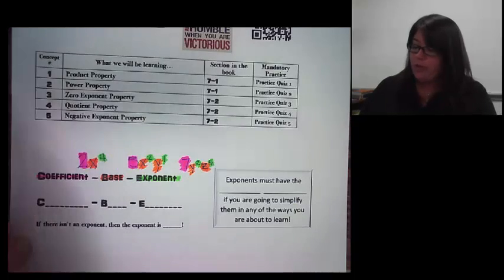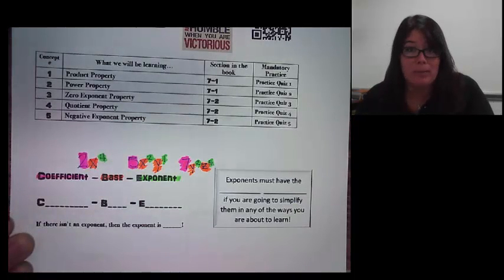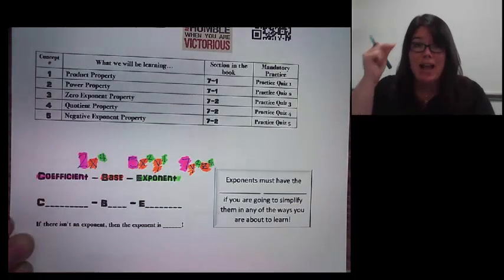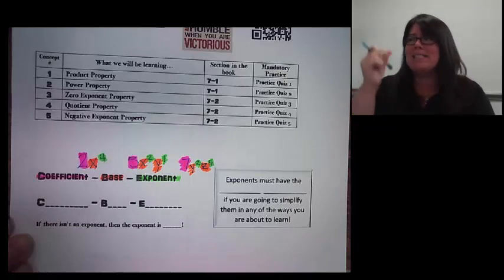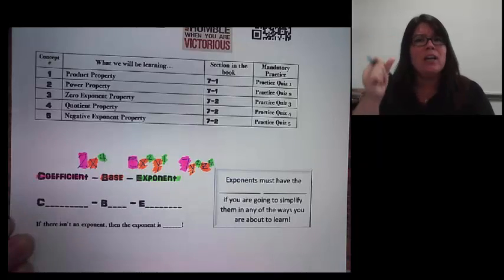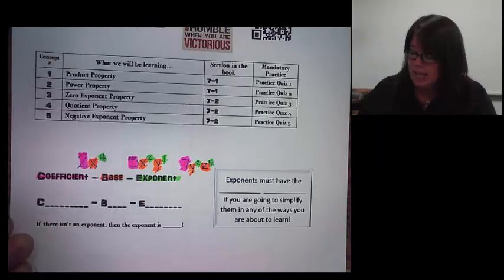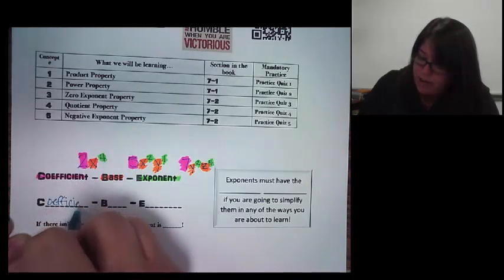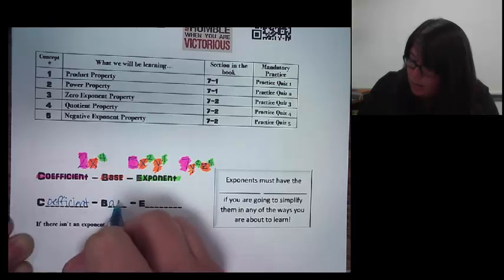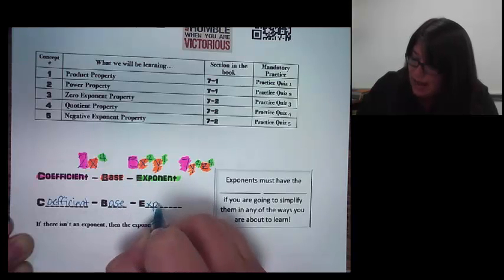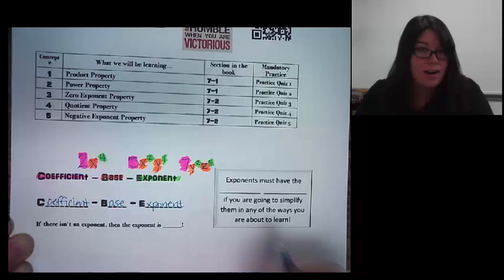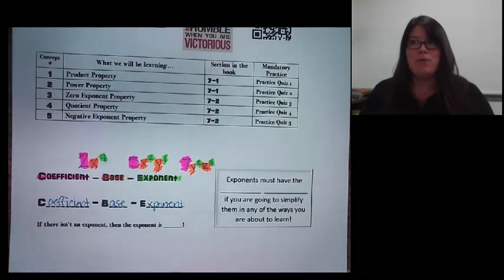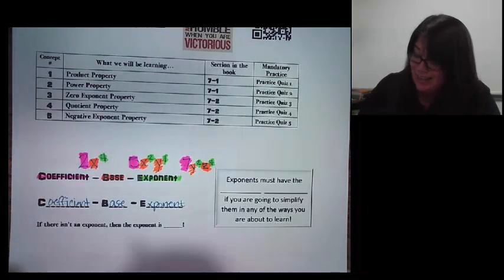So, the three things you need to remember as we jump into Chapter 7 are coefficient, base, exponent. Do it with me. Coefficient, base, exponent. Are you snapping? That's important. All three things. So we're going to write it. Coefficient, base, exponent. Awesome.